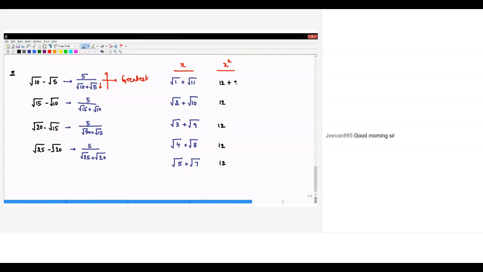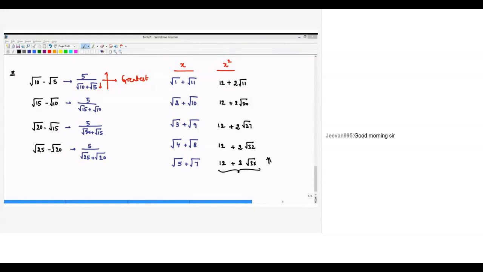Plus 2 into root of the product. The products are 11, 20, 27, 32, 35. Obviously, which is the greatest? Whose product is maximum? We know the product is maximum in the last case, so this is greatest. We say that is greatest because its product is maximum.